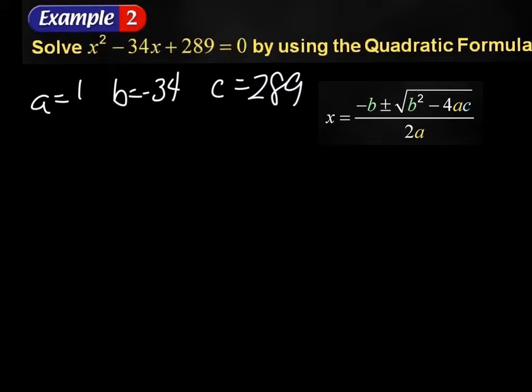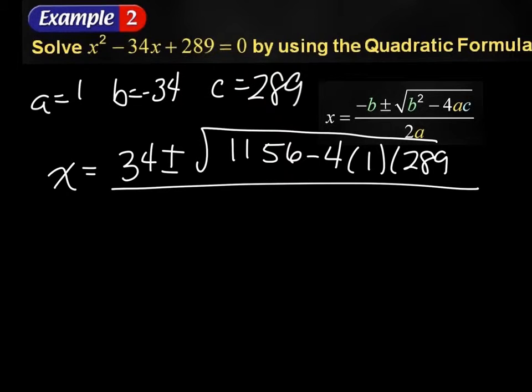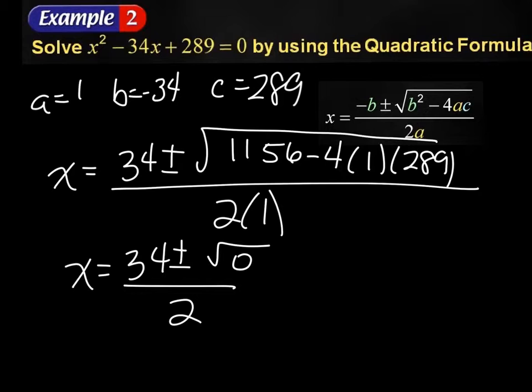So here we go again. A is 1, b is negative 34, and c is 289. So x equals negative b, negative negative is positive again, plus or minus the square root of b squared, and negative times negative is positive again, minus 4 times a times c all over 2a. The part in the radical, which is called the discriminant, ends up being 0 this time, so 34 plus or minus 0 is going to be 34 either way, so we'll only get one answer this time of 17.